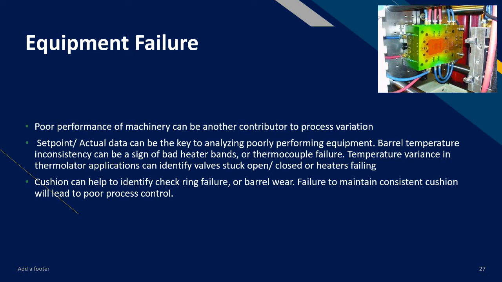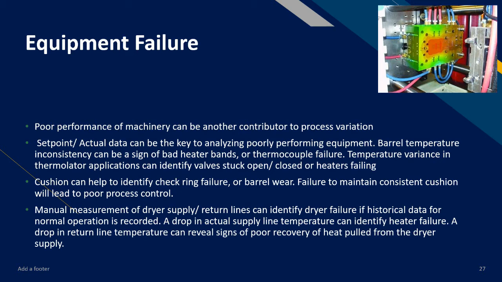Cushion can be used to identify check ring failure or barrel wear. Failure to maintain consistent cushion will likely lead to poor process control. Now, screws should, at a minimum, be checked once every 6 months. The screw should be pulled, and both the screw flights and the barrel should be checked in terms of dimensional capacity. They should be compared to the print offered by the machine manufacturer.